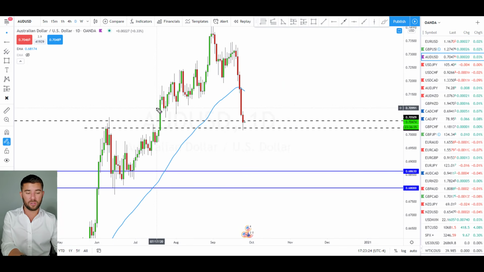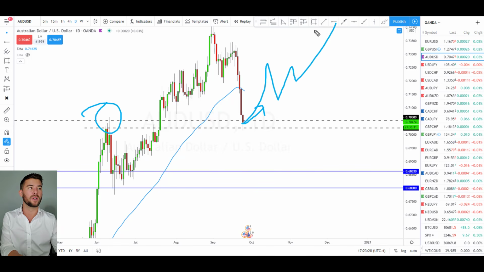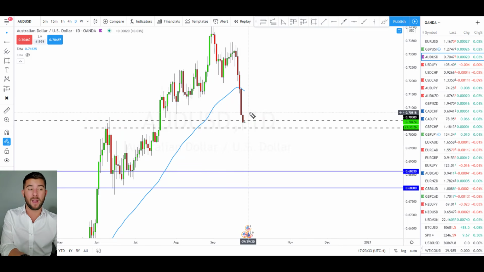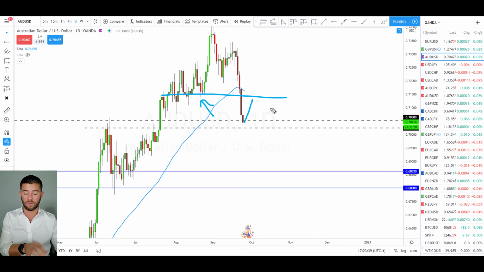I think this level of structure would be a great place to have that relief. I'm not looking for a complete reversal in this market to head much higher. I think we're overall going to continue this downtrend, but I do believe I can get a bounce at least up to these previous support levels, and that's the way I'm trading this right now.